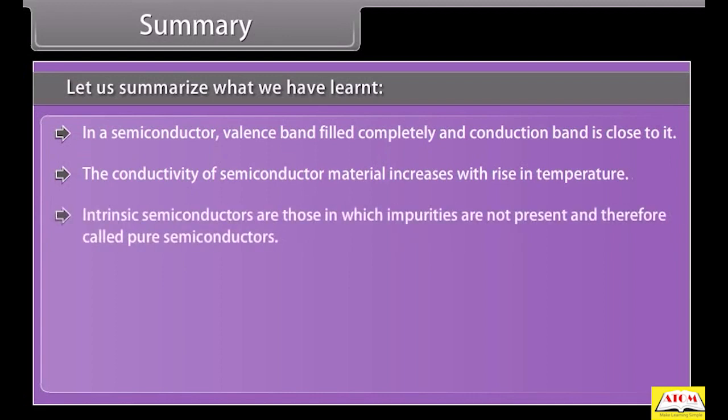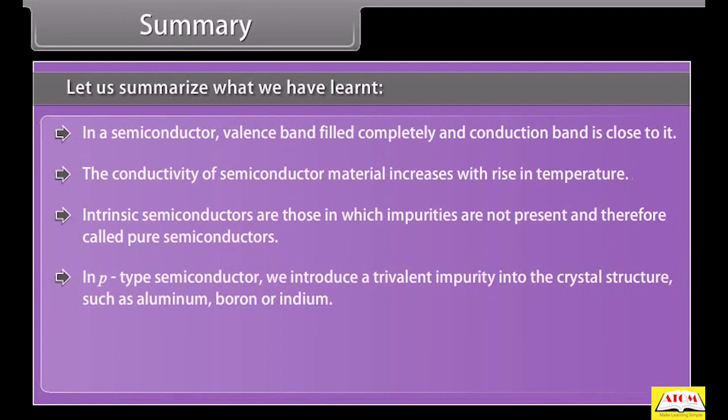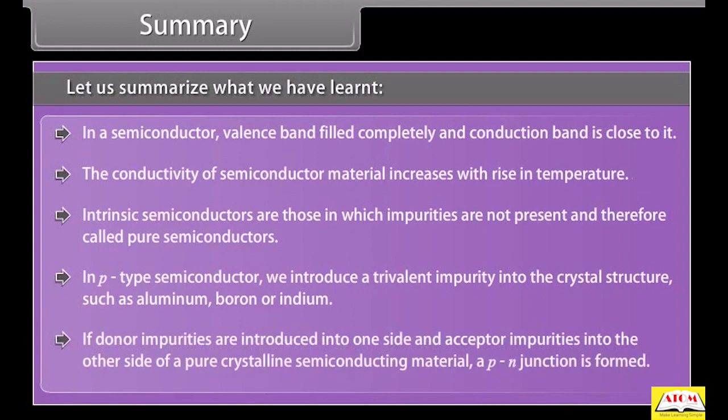Intrinsic semiconductors are those in which impurities are not present and are therefore called pure semiconductors. In a P-type semiconductor, we introduce a trivalent impurity to the crystal structure, such as aluminium, boron or indium. If donor impurities are introduced into one side and acceptor impurities into the other side of a pure crystalline semiconducting material, a p-n junction is formed.